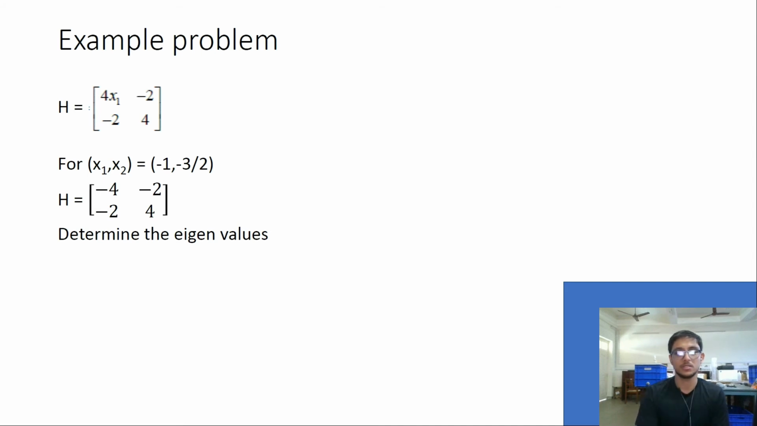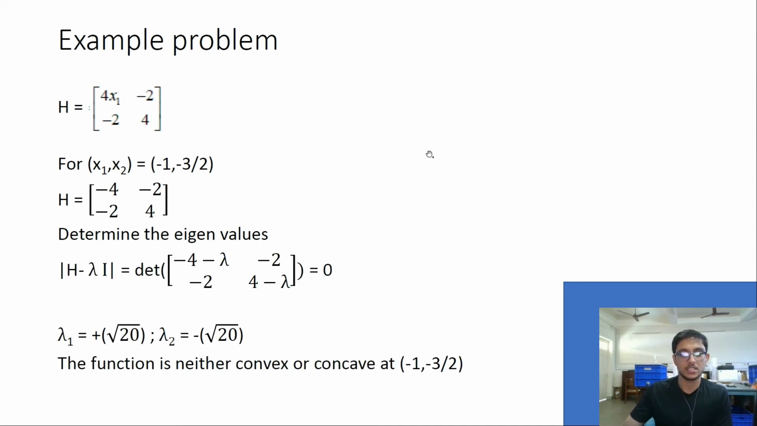So let's see. It is plus minus root under 20. Is that what you got, Prasanna? Okay. Now someone else than Prasanna. Prasanna is a sincere student. He is listening to what I am saying. So someone else than Prasanna, tell me. Oh, I have already written here that it is neither convex nor concave at -1 and -3 by 2.